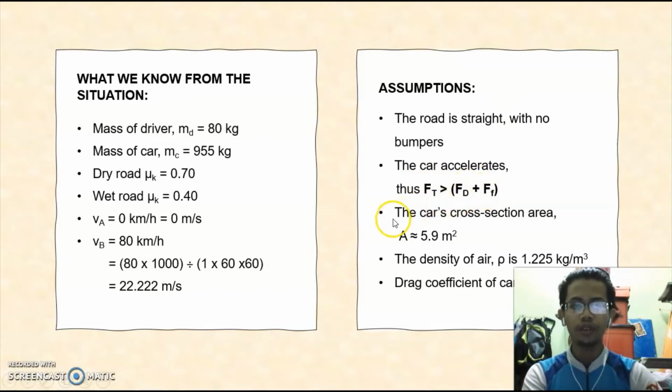The third assumption that we make is that the car's cross-section area is equal to 5.9 meter squared. The fourth assumption is that the density of air is equal to 1.225 kg per meter cubed. And the last assumption in this situation is that the drag coefficient of the car, which we label as CD, is equal to 0.3.